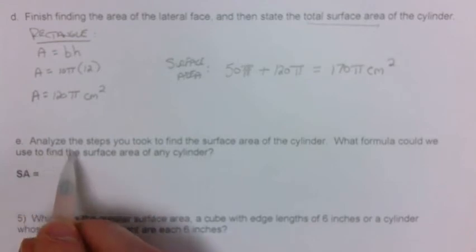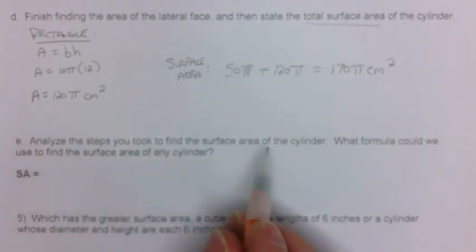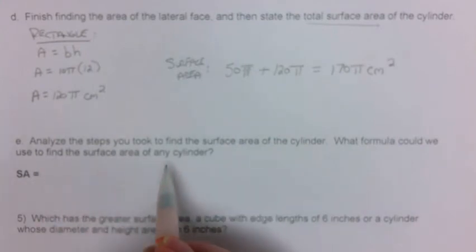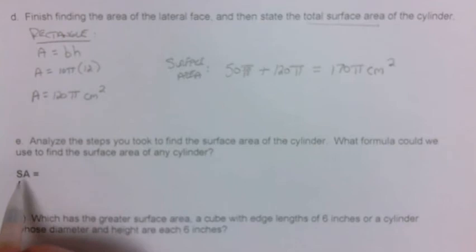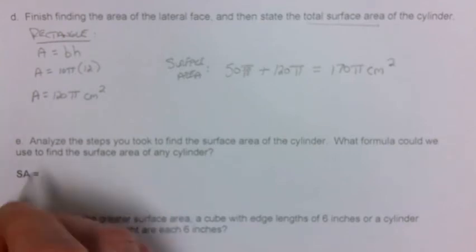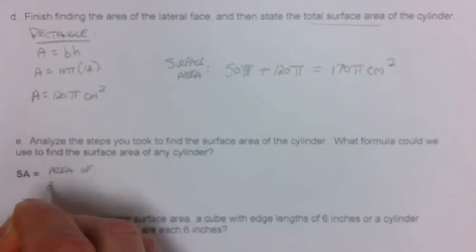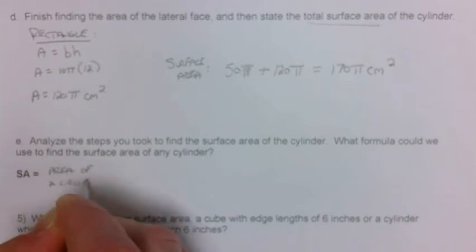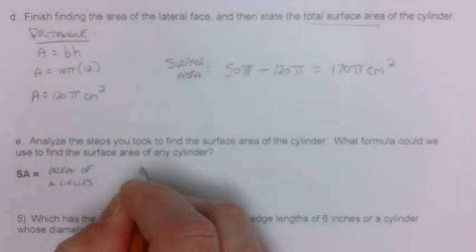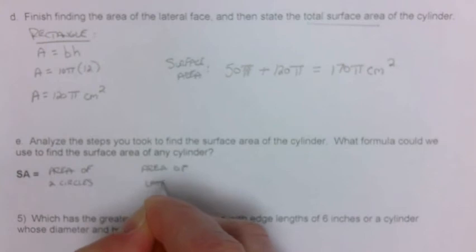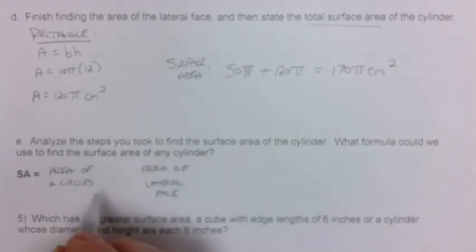Question E says, analyze the steps you took to find the surface area of the cylinder. What formula could we use to find the surface area of any cylinder? So in this example, to find the surface area, the first thing that we did was find the area of the two circles. Okay, and then we found the area of the lateral face. Okay, and once I knew both of those areas, I just simply added them together.